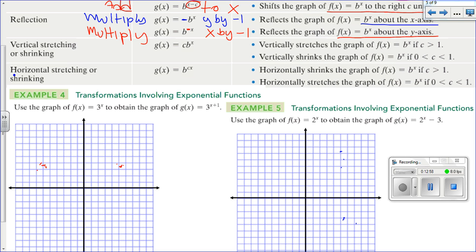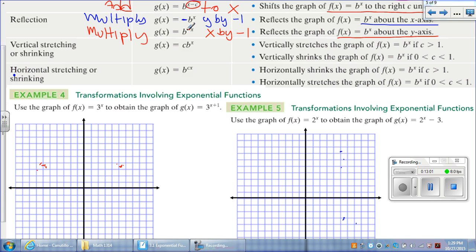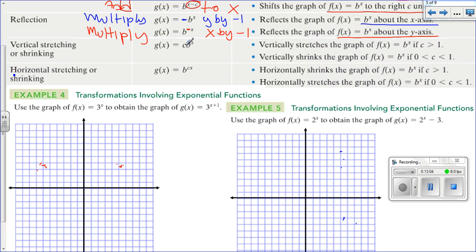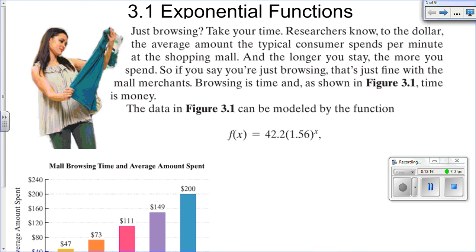Now we also have vertical stretching and shrinking. You could notice those by seeing a number that is multiplying the base, but it's not being raised to that exponent. Let me show you a quick example from the first slide. Here. That number there is like a vertical stretch. You guys notice 42.2 is not being raised to the power x, right? So this is the base, 1.56. That is the exponent. And then 42.2 is just simply the vertical stretch, or the initial value.